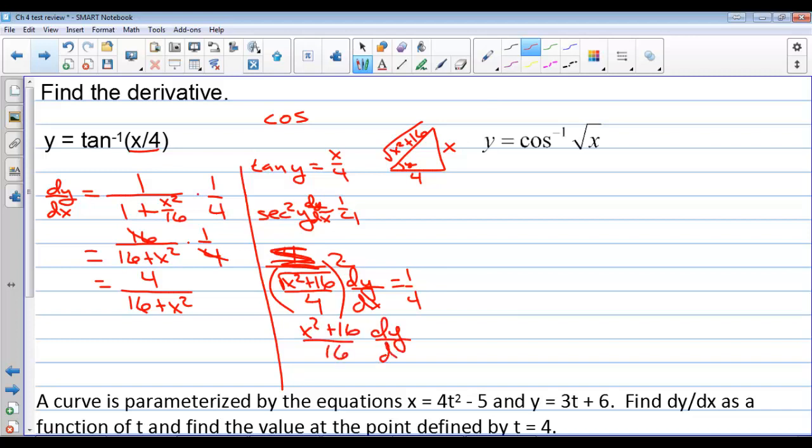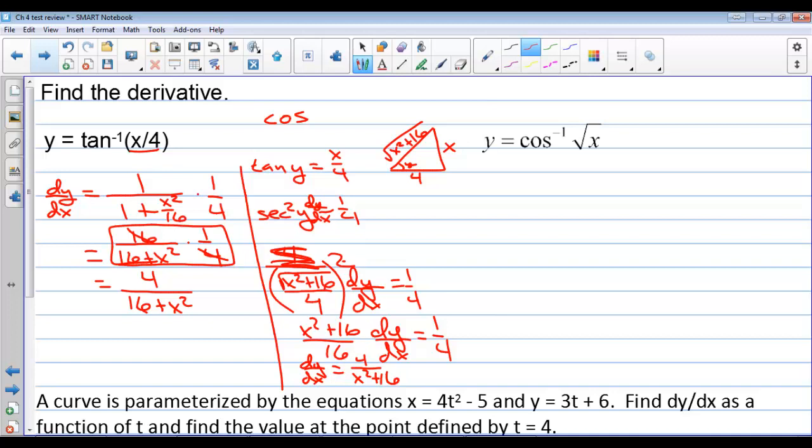Dy dx equals 1/4, and then when you multiply by the reciprocal, you get to this spot right here. And so you end up with the exact same thing. Dy, didn't leave myself a whole lot of room, is 4 over x squared plus 16. So you get to the exact same spot, except you never have to memorize any formulas. If you just use trig, you got it.